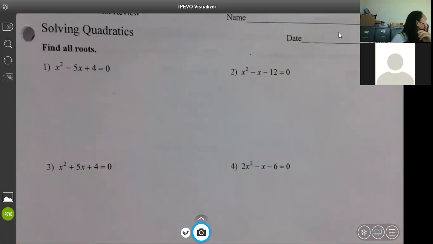I don't care how you do it. If you use quadratic the whole entire time, that's perfectly fine. I just don't care, okay, as long as you solve it. So the first one is going to be pretty much factoring.